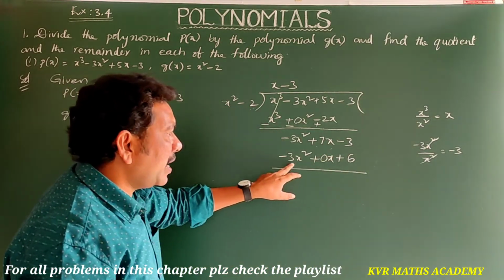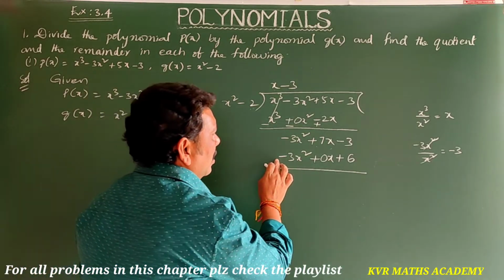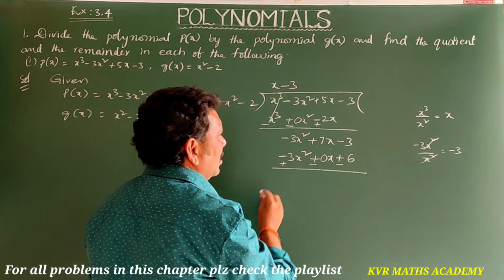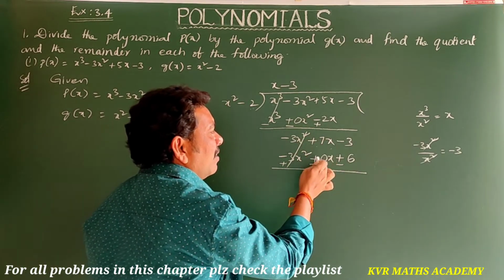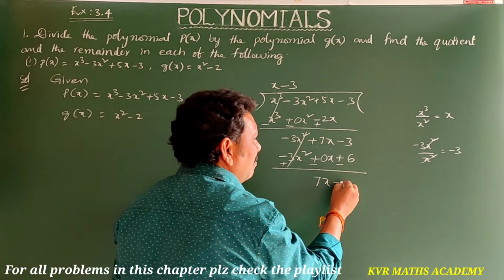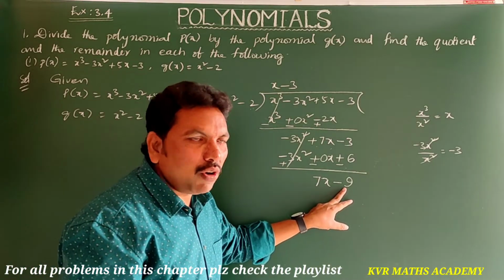Yes. We have to subtract this, so we have to change the signs. This will be plus. This is minus, minus. These both get cancelled. 7x minus 0x is 7x. Minus 3 minus 6 is minus 9. See, here we got 7x minus 9.